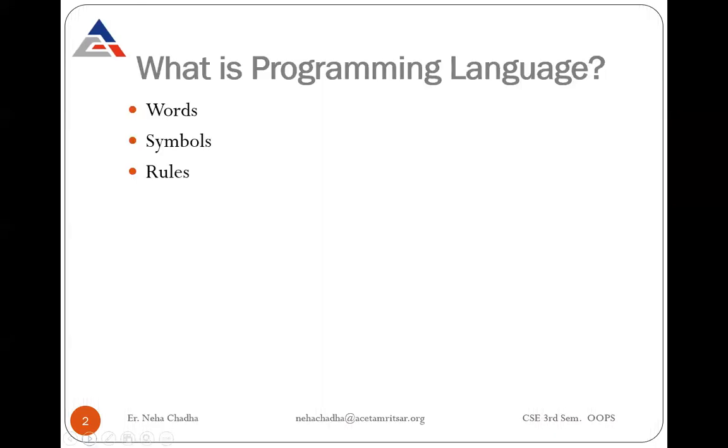Firstly, what is a programming language? A programming language has some words, symbols, and rules. That means if we are talking about a high level language, it has some symbols and some protocols, that are called rules, that we have to follow when writing the program.